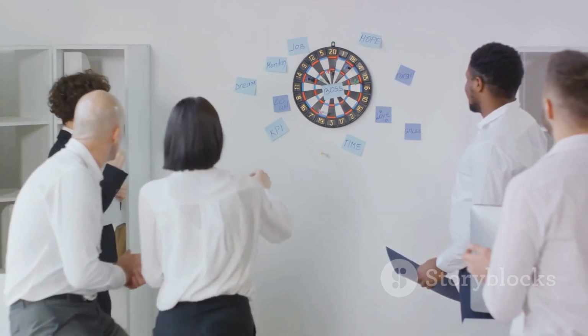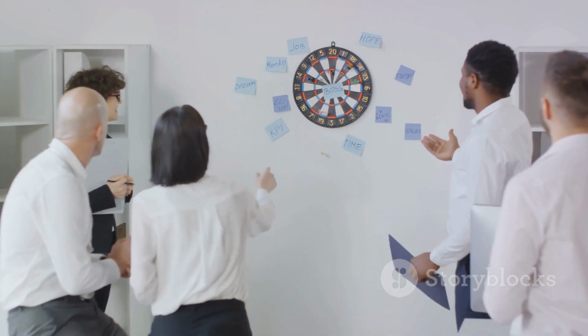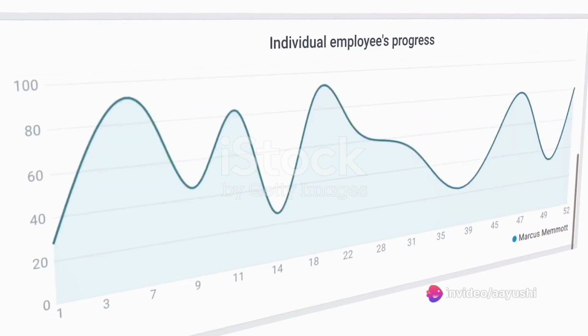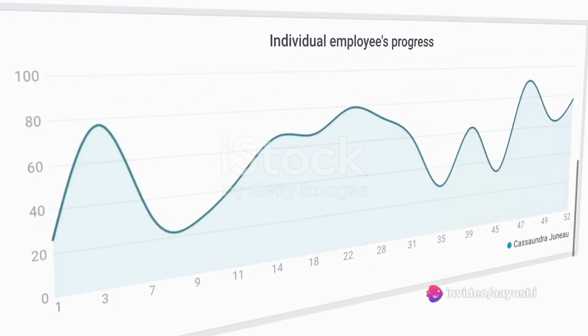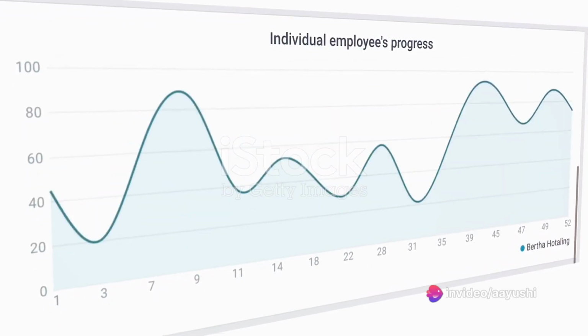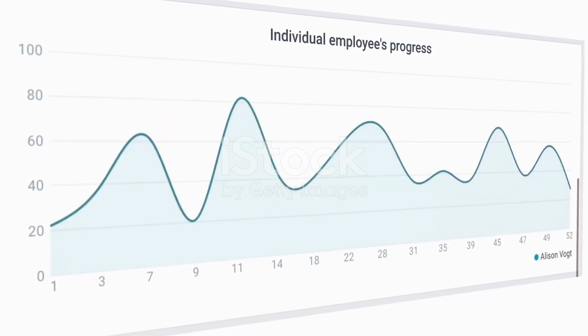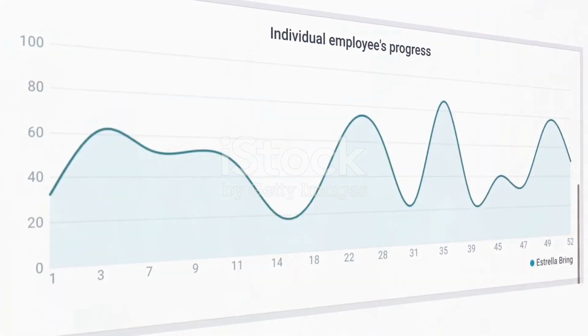Continuous reinforcement involves providing a reward every time a behavior occurs, leading to quick learning, but also quick extinction if the reinforcement stops. Intermittent reinforcement, on the other hand, involves providing rewards sporadically, leading to more persistent behavior as the individual doesn't know when the reinforcement will occur.